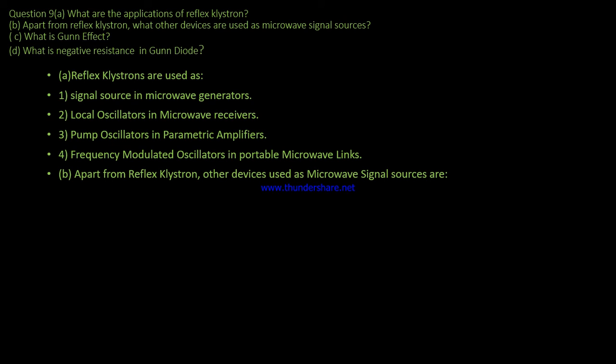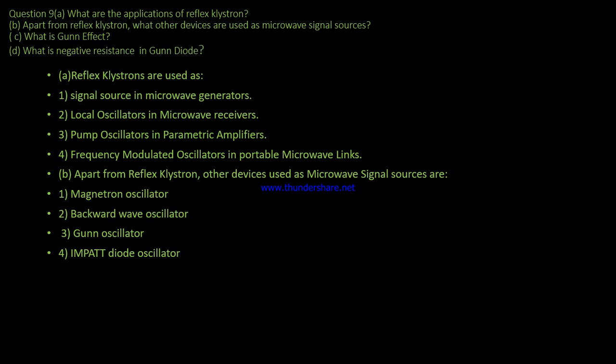Now, the B part of the question says, apart from reflex klystron, other devices used as microwave signal sources are, number 1, magnetron oscillator. Number 2, backward wave oscillator. Number 3, Gunn oscillator. Number 4, impact diode oscillator. Number 5, trapatt diode oscillator.